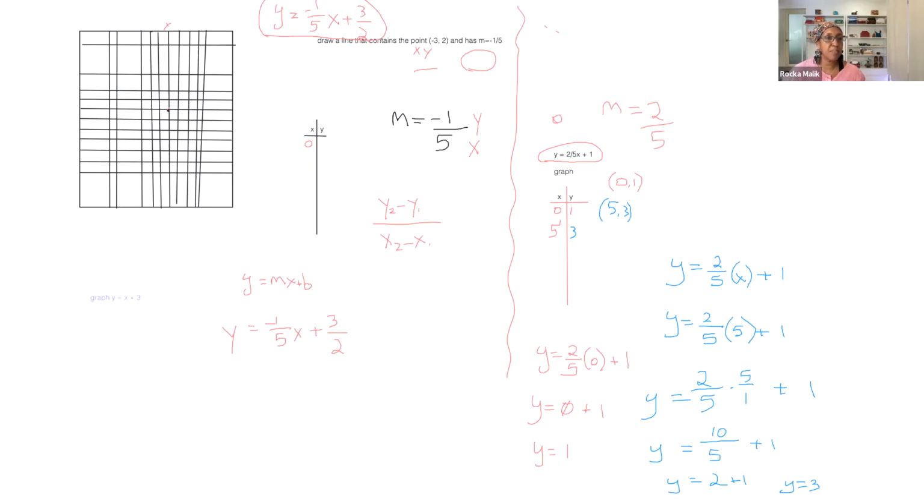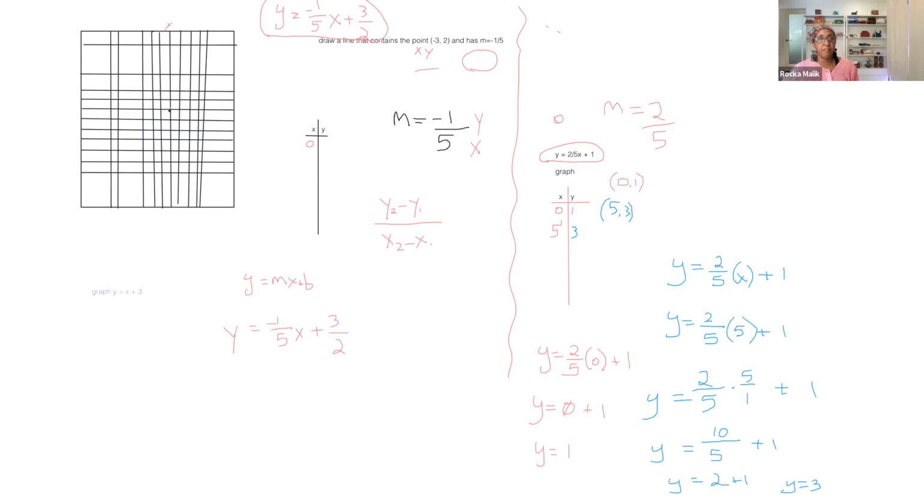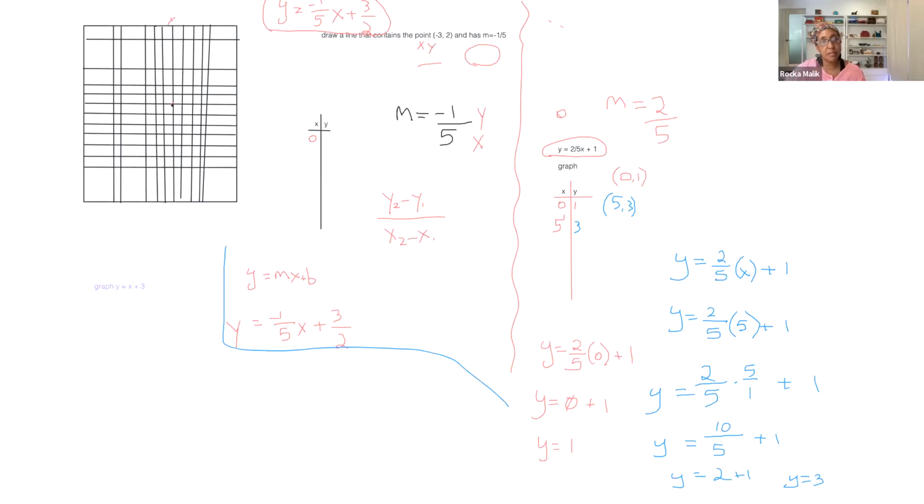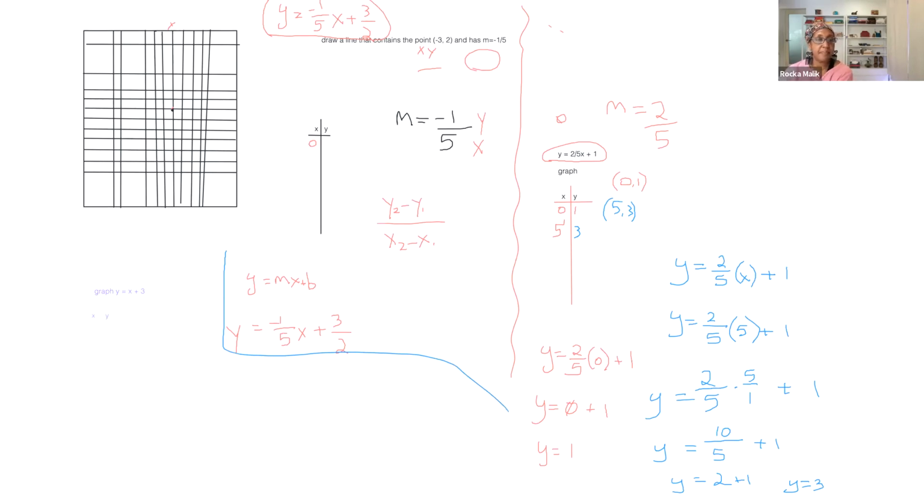Y equals x plus 3. You can always start with the table of values. Once you have the equation, then you can do the table of values. If you just have a point and a slope, then you're gonna have to use the point and move like the slope tells you.